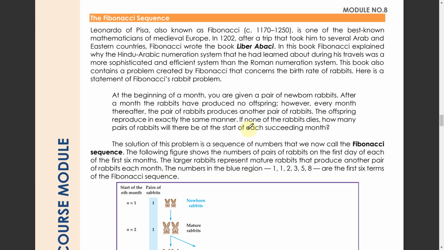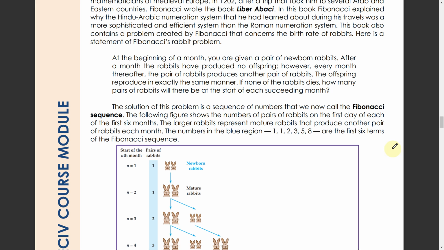So if none of the rabbits dies, no, wala namatay sa mga rabbits, how many pairs of rabbits will there be at the start of each succeeding month, no? So unsa daw pila na ka buok ang rabbits kung dugay ang panahon, no? Kung mag-taas ang bulan. Okay? So the solution for this problem is a sequence of numbers that we now call the Fibonacci sequence.